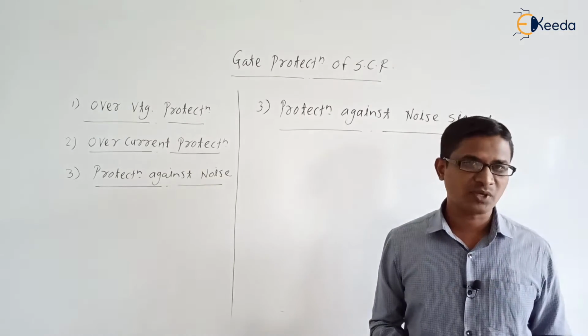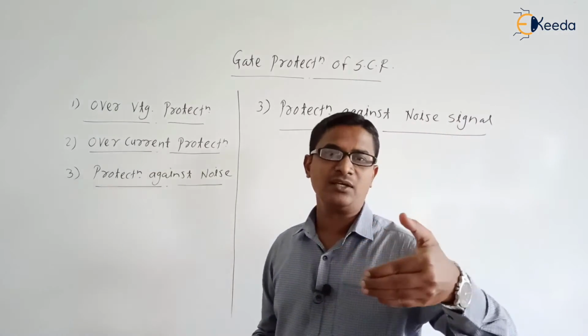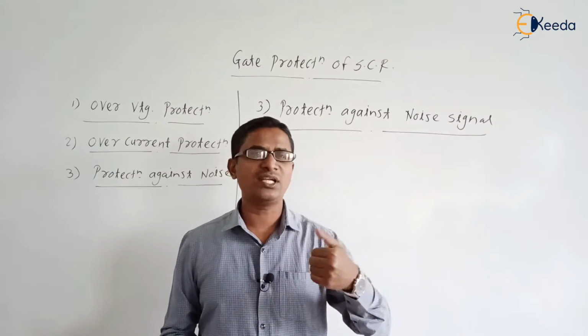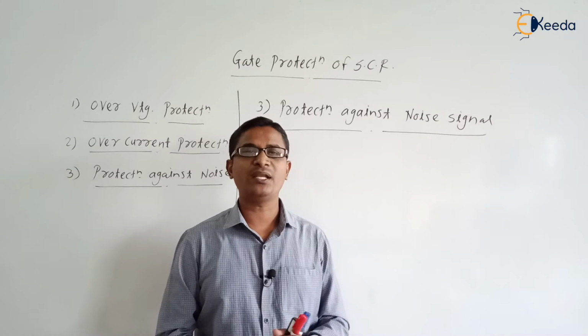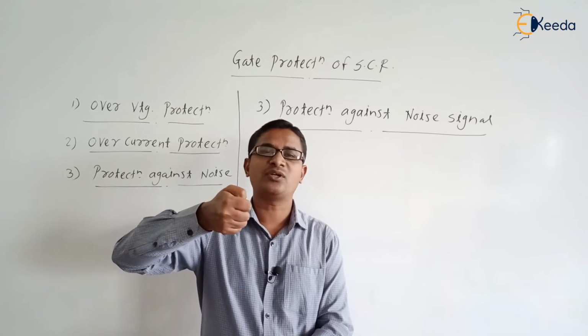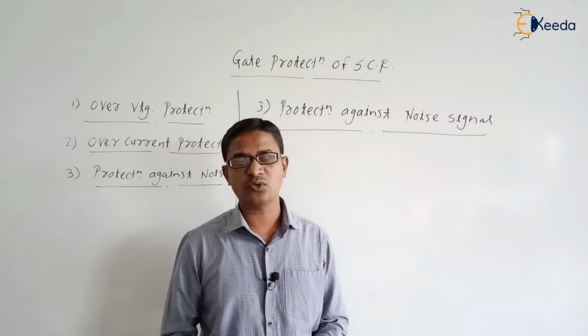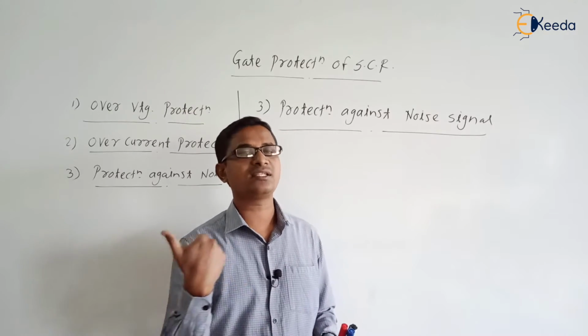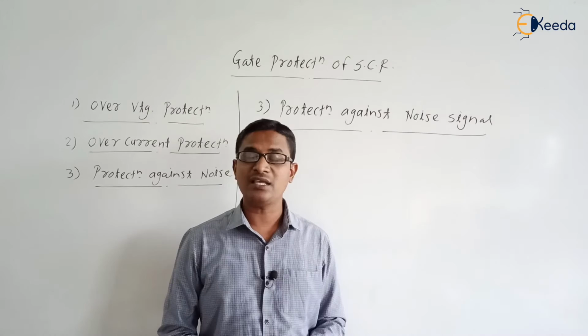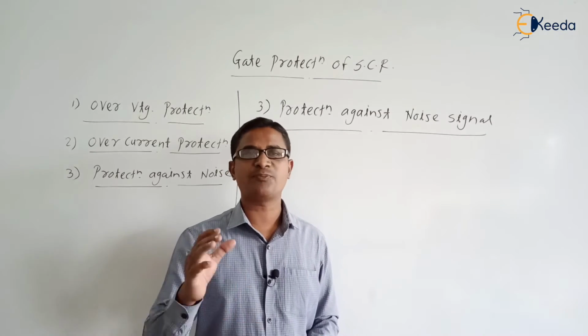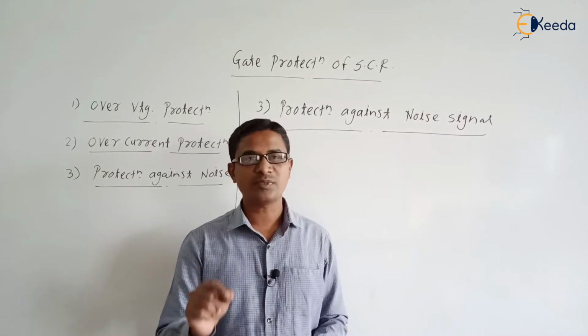So if the injected voltage or the induced voltage in the gate-cathode circuitry is high, due to that the voltage across the gate and cathode terminal may increase, and due to that increased voltage, the increased current may flow, that is the Ig will increase. And with the increased Ig, there is a possibility of false triggering of the SCR.